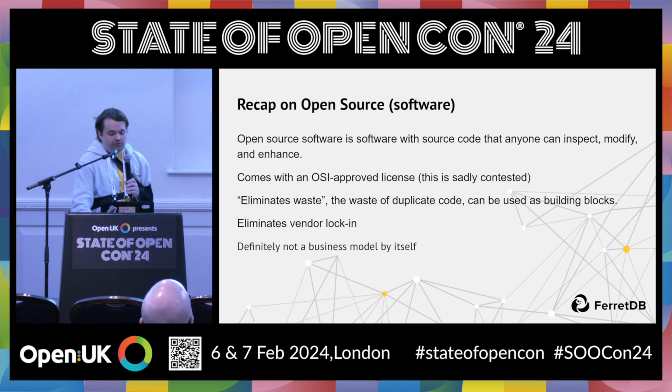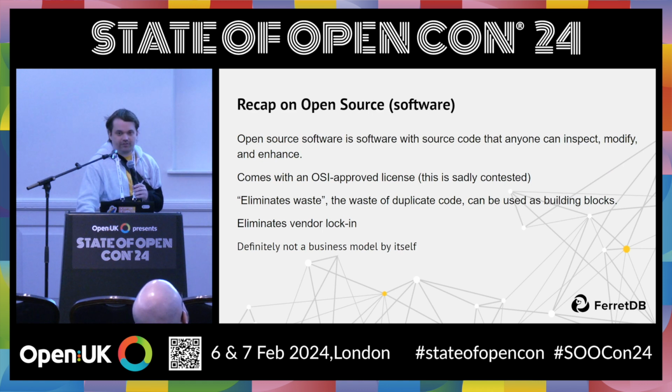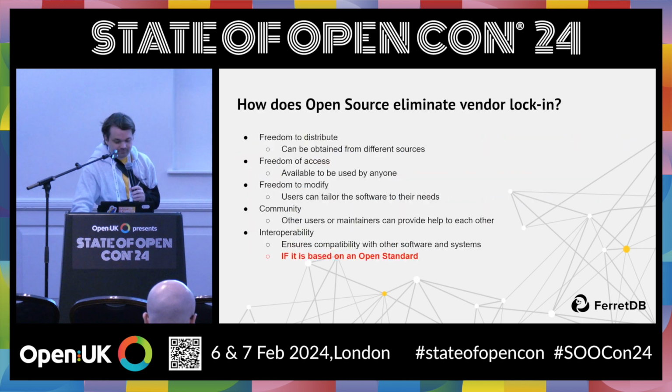The good thing about open source, it eliminates waste, waste of duplicate code, so everybody can use them as building blocks, and it's probably the most efficient way of developing software. It also eliminates vendor lock-in. We're going to look at how, and it's definitely not a business model itself. So the business model is a completely different thing and not part of open source itself.